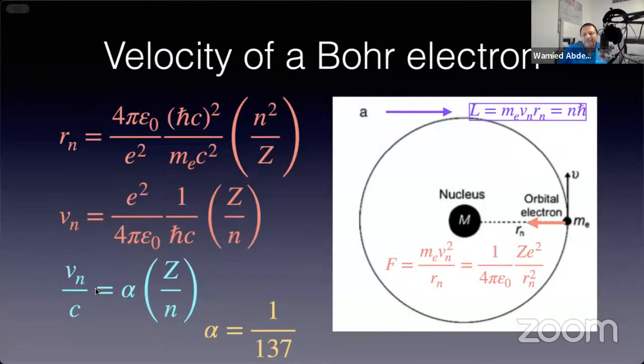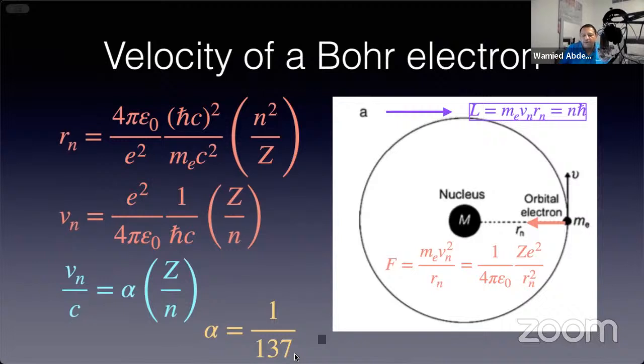Okay, there it is. So this is the velocity, or beta, as people know it in relativistic mechanics. It's the velocity of the electron relative to the speed of light, given by alpha Z over n. Alpha is the fine structure constant, which is 1 over 137. So for hydrogen, Z equals 1, and for the first orbit, n equals 1. So the speed of this electron is 1 over 137 of the speed of light.